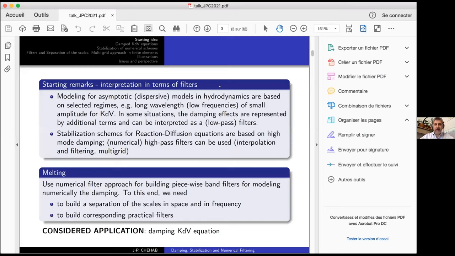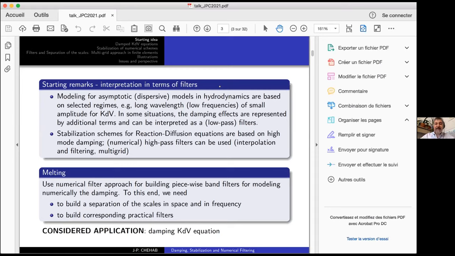We will interpret in terms of filters the two following situations. The first one is the asymptotic modeling for a dispersive model in hydrodynamics. These models are obtained when selected regimes are considered, for instance long wavelengths, which gives rise to low frequencies, and small amplitude, which is exactly the case for the KdV equation. And in some situations, this damping effect can be interpreted as an additional term, which is a low pass filter.